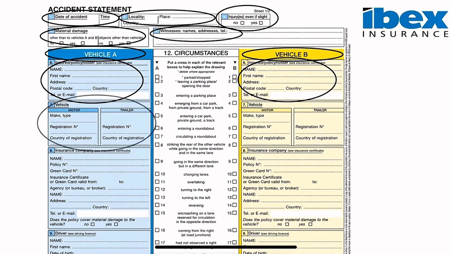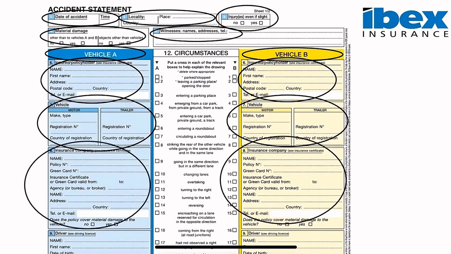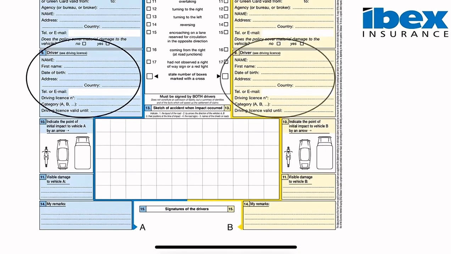document if needs be. In Section 7 we will enter the vehicle details, which include the make, model, and registration number only. In Section 8, we must enter the name of the insurance company, policy number and the period of cover. Section 9 relates to the driver of the vehicle at the time of the incident.